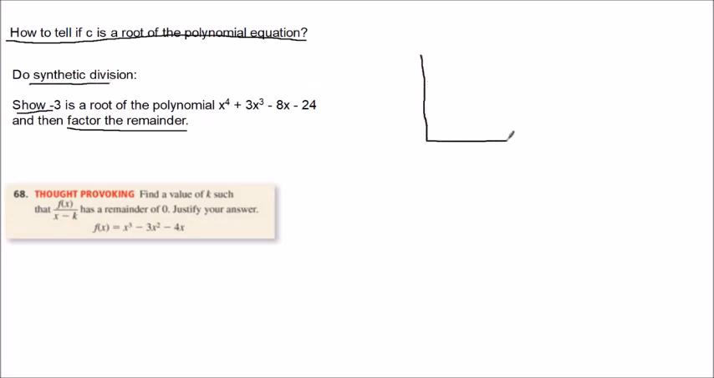If you don't remember from previous lessons, negative 3 is our root, so we have to put negative 3 right here. And then we'll have x to the fourth, so the coefficients are 1, 3, and then a placeholder 0 for x squared, and then negative 8, and then negative 24. So we'll bring 1 down. 1 times negative 3 is negative 3. 3 plus negative 3 is 0. So we have nothing to carry.